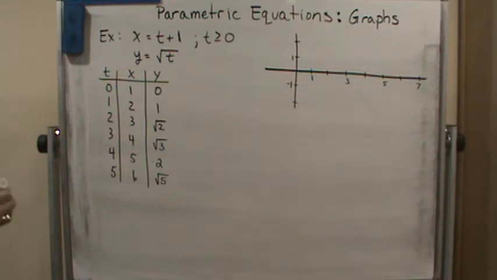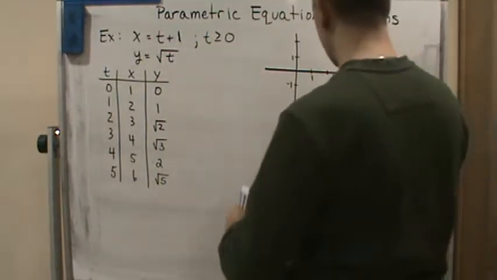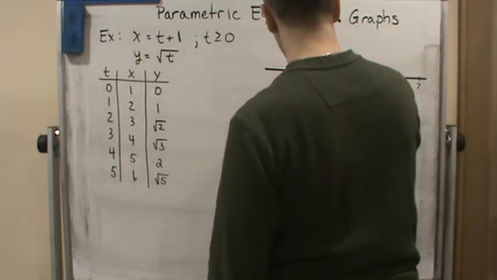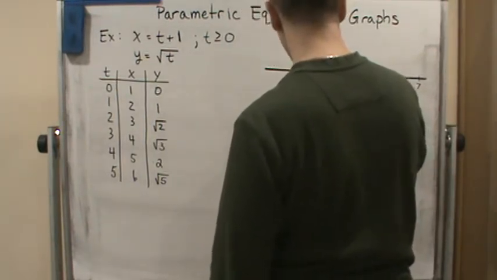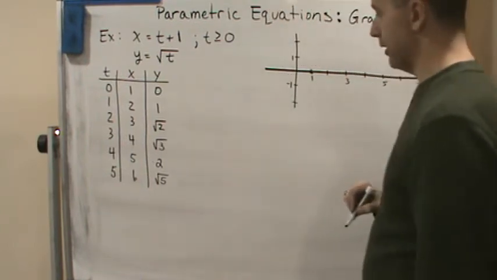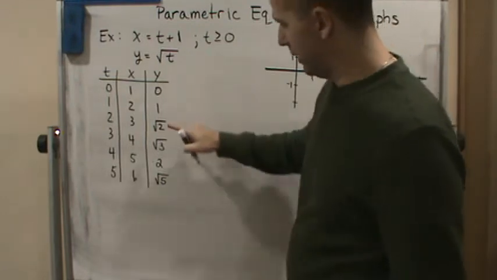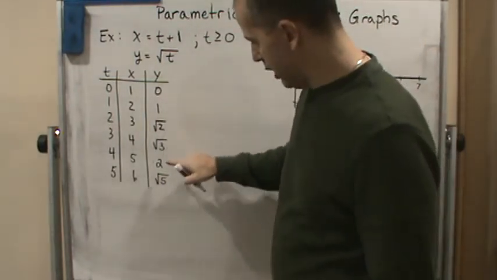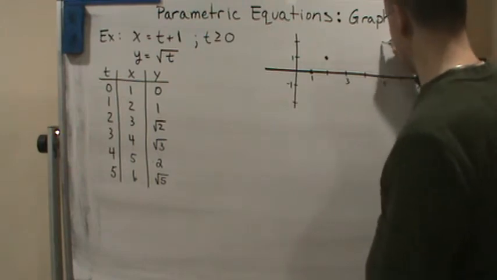Okay, now I'm going to plot these, and what do I get? Oh, hold on, 1 comma 0, I mean. 1 comma 0, and then 2 comma 1. Now the next point I'm going to plot is 5 comma 2. So that's going to be 5 comma 2.